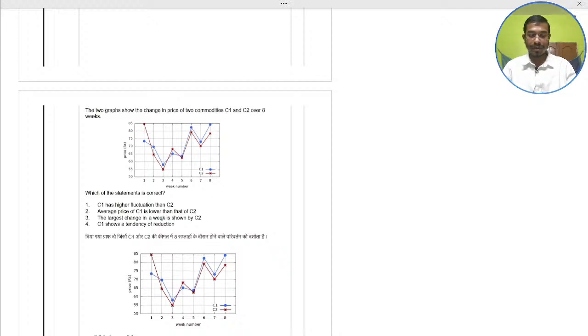I just solved one graph question. This is for your homework number 2. Solve it yourself and give me feedback on the answer by commenting.